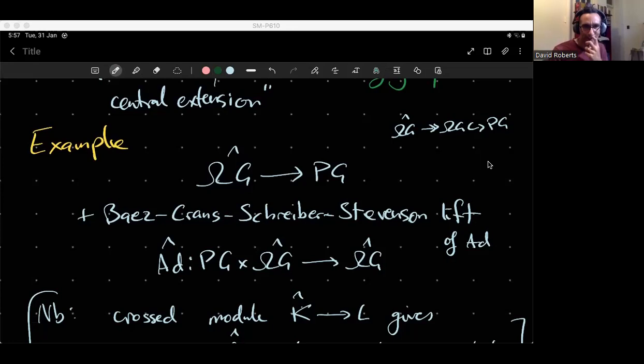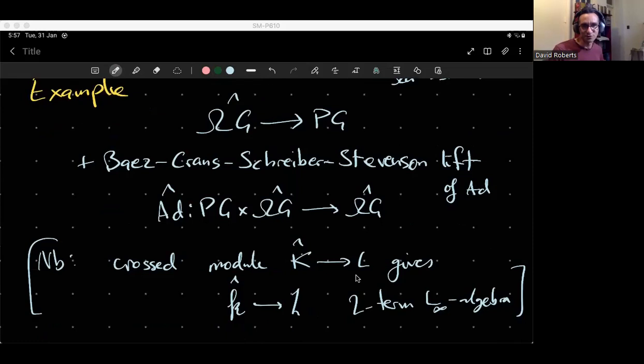From any crossed module, you can take the algebras, and then the action also passes down to an action by derivations on the algebras. These are the two-term L-infinity algebras in which higher connections are valued.